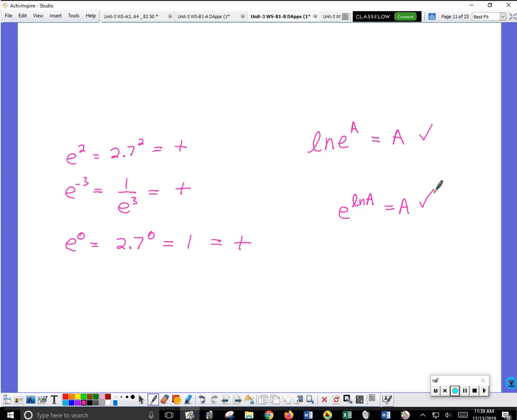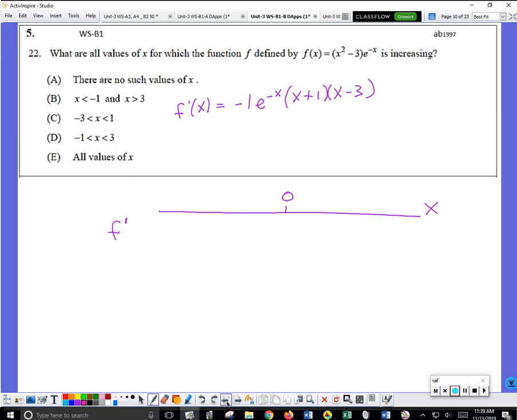Back to here. Okay, so I want to make a chart of e to the negative x. But that's really easy. It's just always positive. However, I'm multiplying the e to the negative x by a negative 1. So together, they would always be negative. So I make my chart show that.